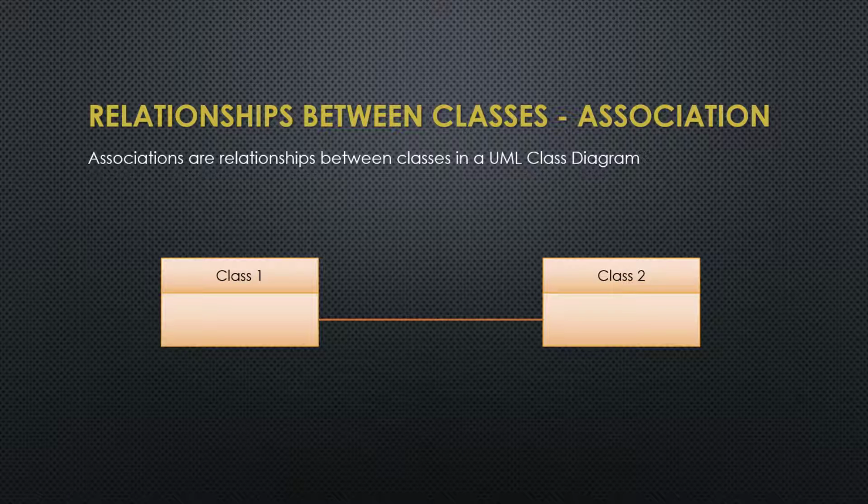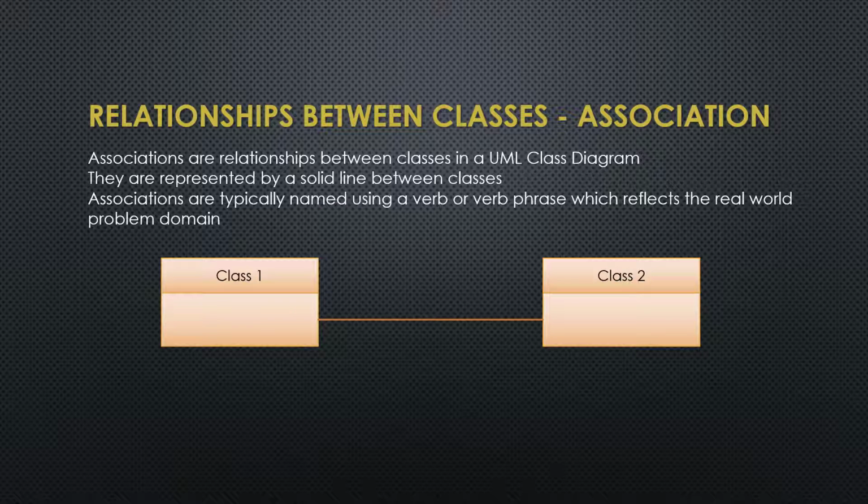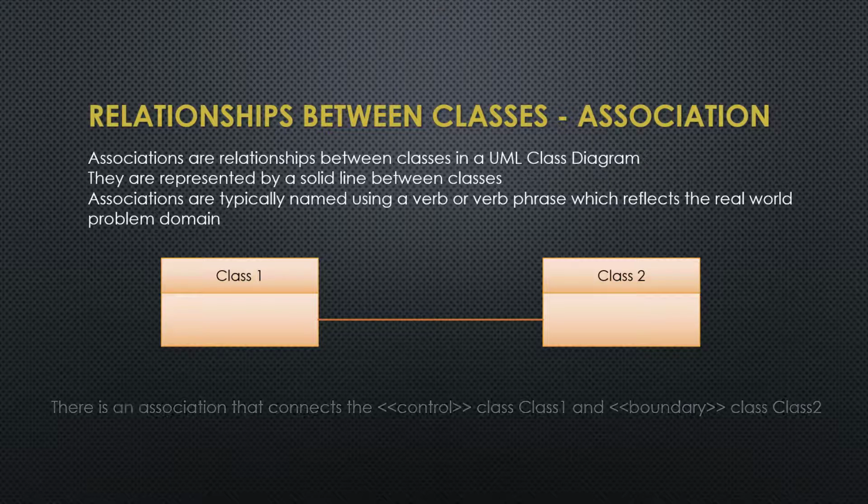Associations are relationships between classes in a UML class diagram. They are represented by a solid line between classes. Associations are typically named using a verb or verb phrase which reflects the real-world problem domain. There is an association that connects the control class, class 1, and the boundary class, class 2.